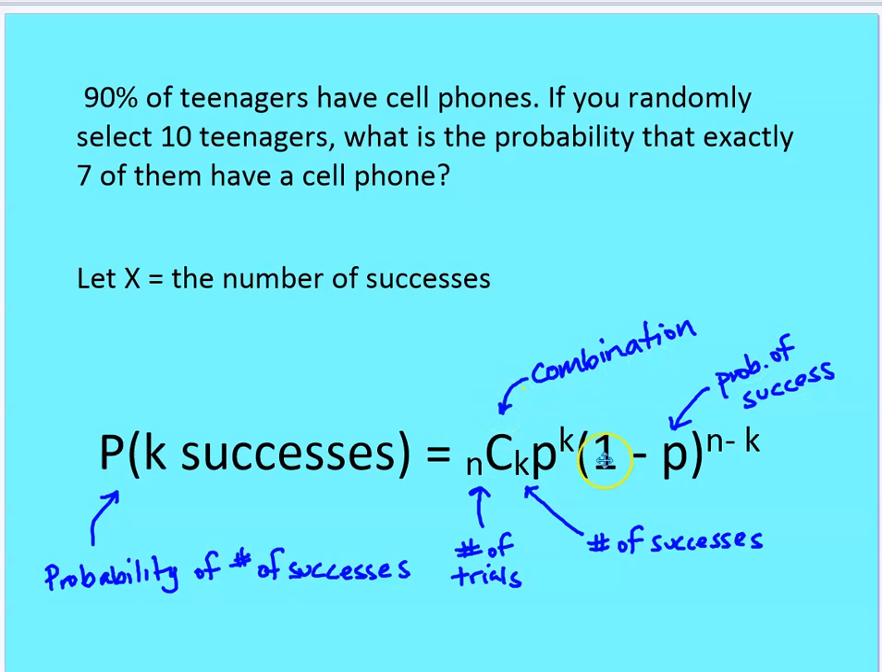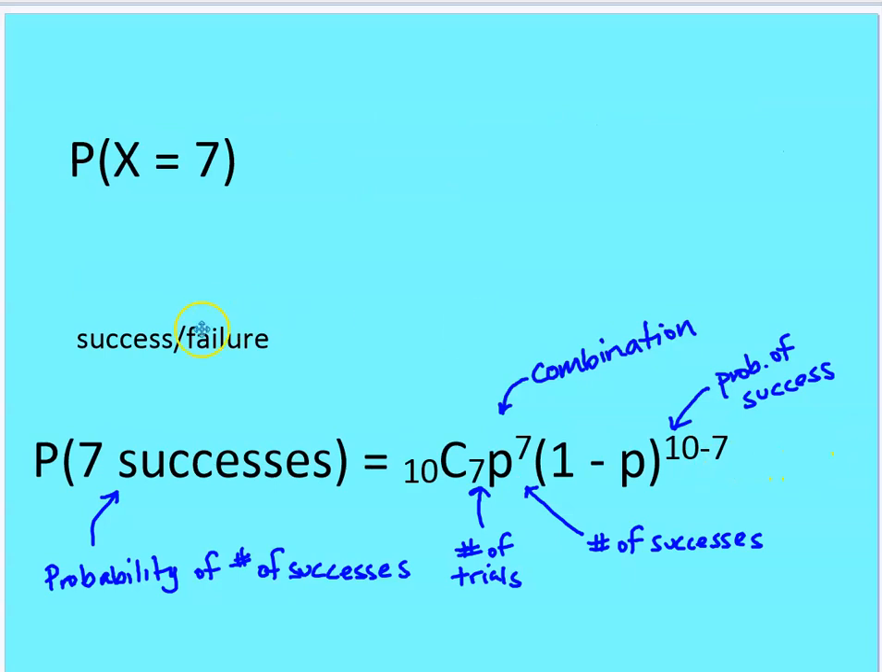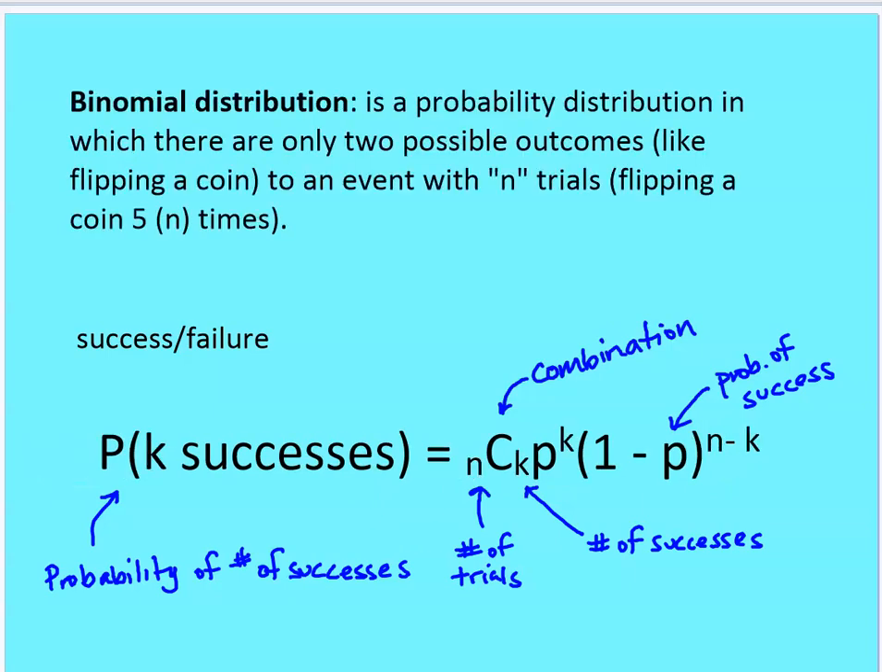So going back through this here, I have a combination of n choose k, p to the power of k, times 1 minus p, the complement of p, to the power of n minus k. So that's how I got those values. So the probability of 7 successes is equal to the combination of 10 choose 7, the probability of success to the power of 7, times 1 minus the probability to the power of 3. All right, so this is how I'm evaluating these. So binomial distribution is a probability distribution in which there are only 2 possible outcomes, with n trials, flipping the coin n times, where we have k successes.